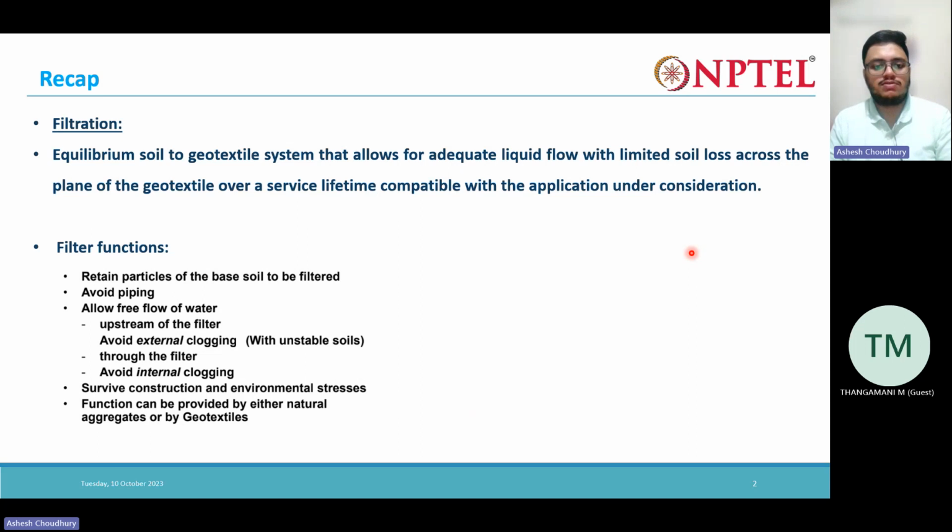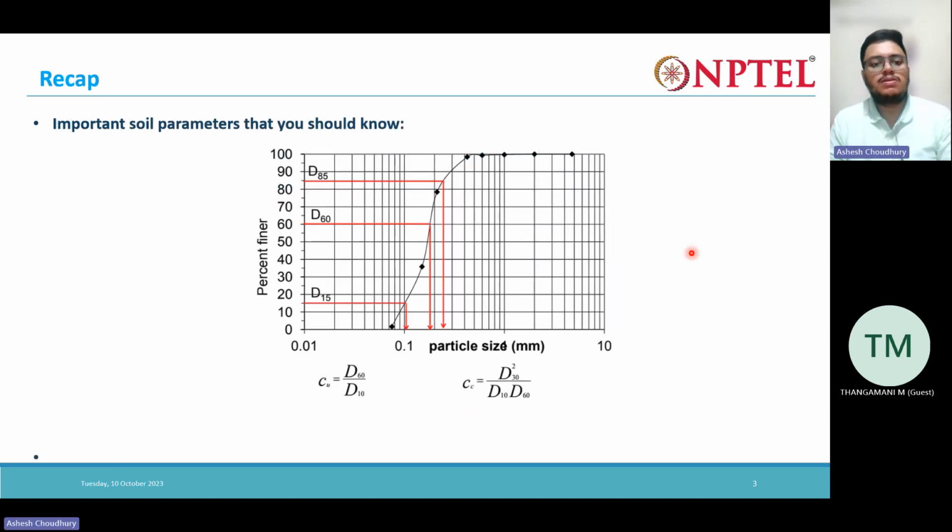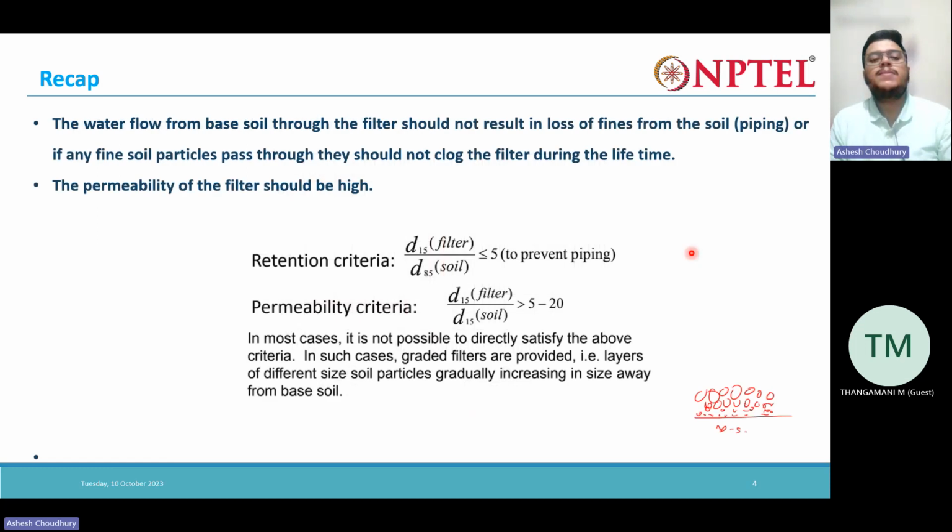So that should be satisfied. Okay, so some important soil parameters that you should know. We all know this CU and CC, how to get this coefficient of uniformity and coefficient of curvature for any soil that we can get from the grain size distribution plot that we know. Then there are many criteria.